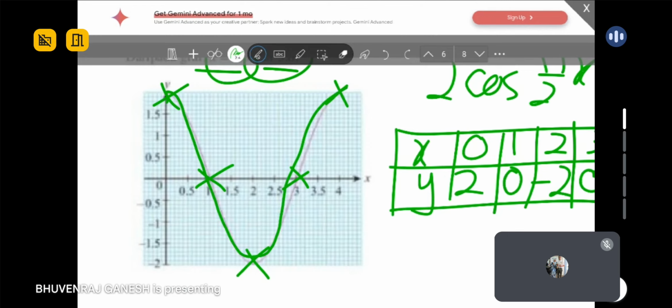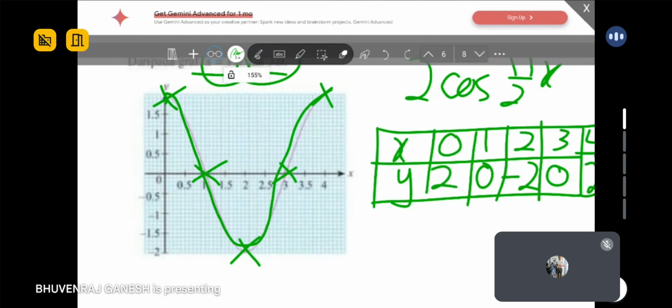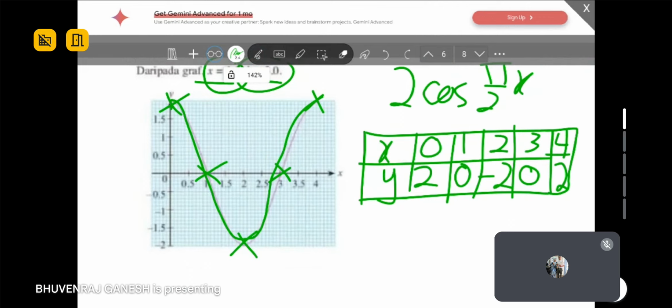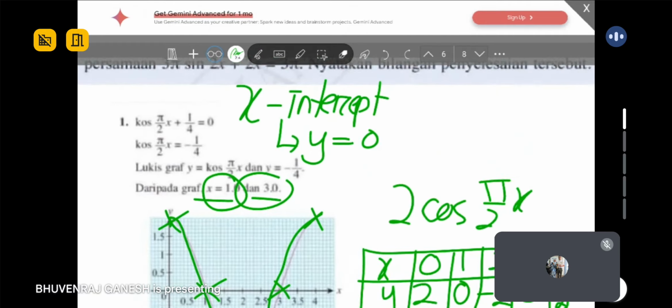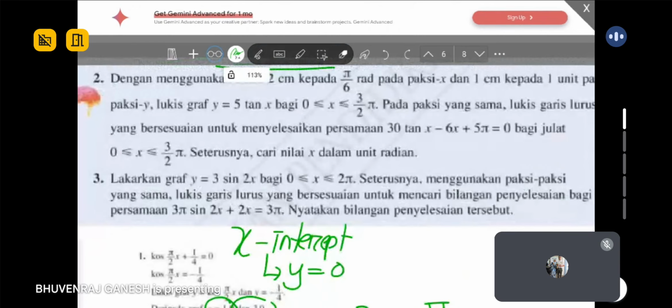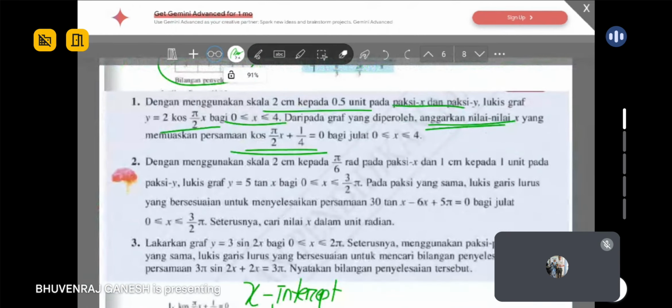Okay guys? Can you see it? Understand or not? Faham ke tak? May I know, are you clear on this question 1? 1 or 2? You all so silent. Kamu semua sangat senyap lah guys. 1 atau 2. I need some feedback from you guys. Do you guys get it? Okay.